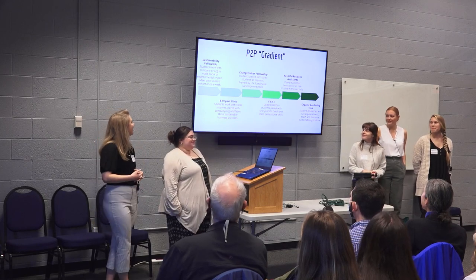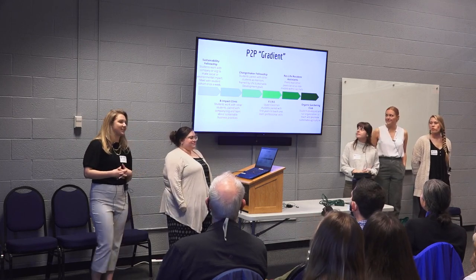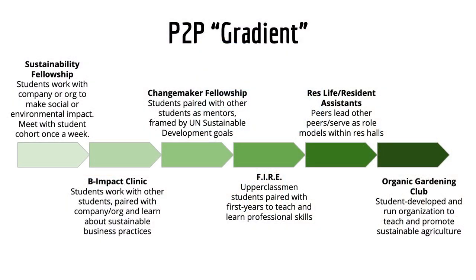Our peer-to-peer gradient demonstrates that peer education can look very different, especially depending on the context in which it is created and taught. On the far left-hand side of the gradient, we have the sustainability fellowship, which demonstrates that some kinds of peer education occur in a more formal, administrative-based structure. Students work with other students, but the program itself is entirely organized and run by a specific administration or department. In this case, it's the Sustainability Institute.